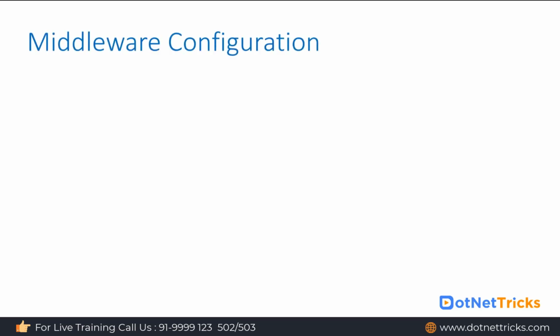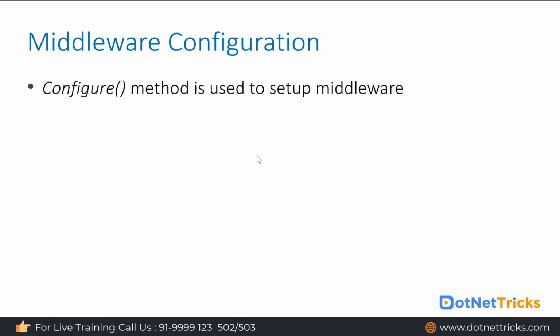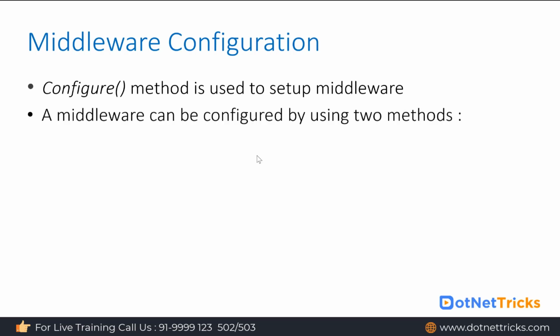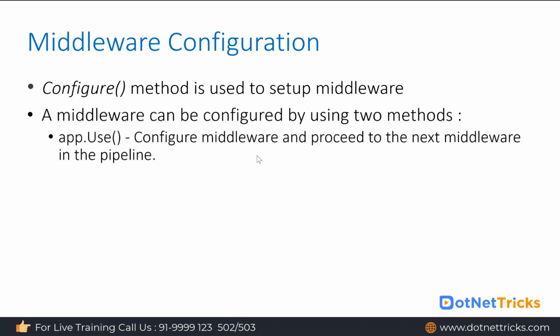Now let's proceed to the middleware configuration, like how we can configure our own custom middleware, and even how we can configure the built-in middleware. For middleware configuration, there is a Configure method in the Startup class which is used to set up the middleware in our ASP.NET Core application. Middleware is always configured by using two methods. The first method is the app.Use method. This is used to configure the middleware and proceed to the next middleware in the pipeline.